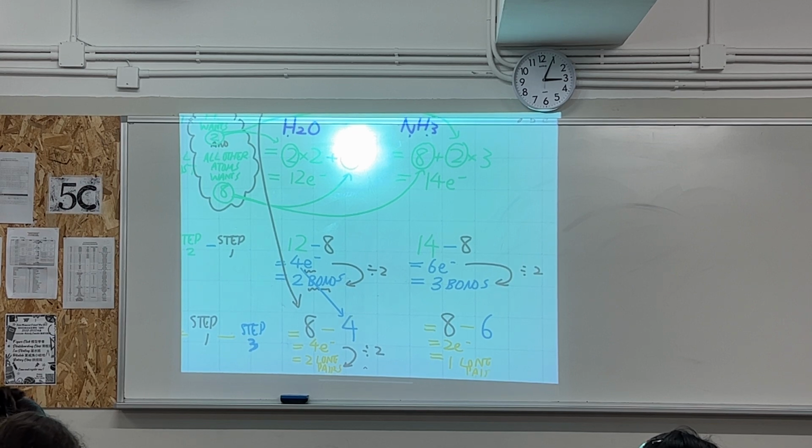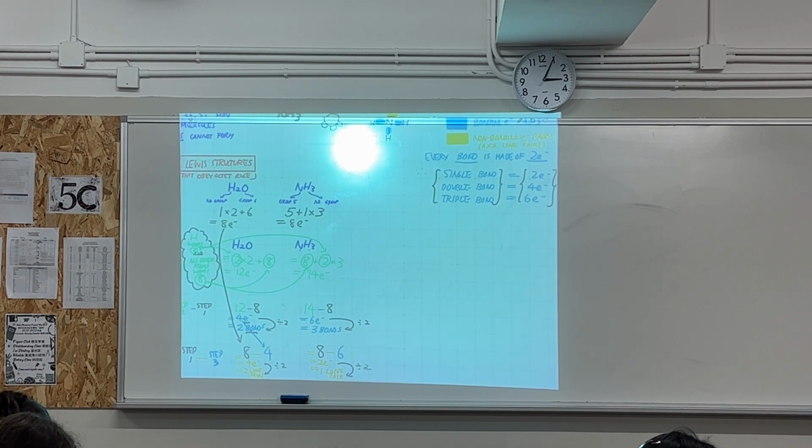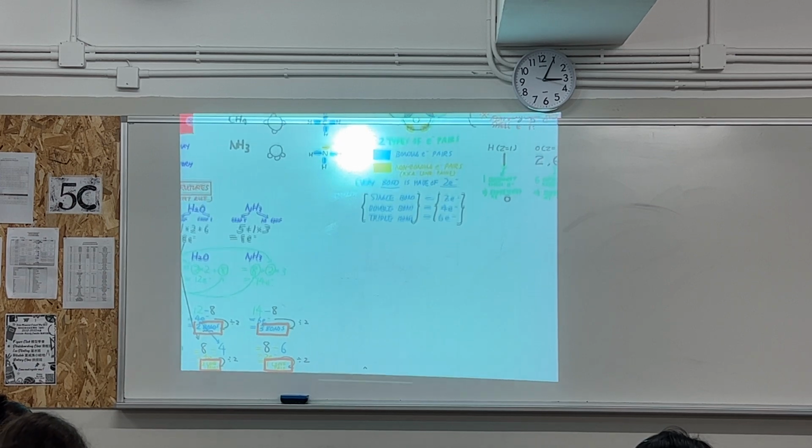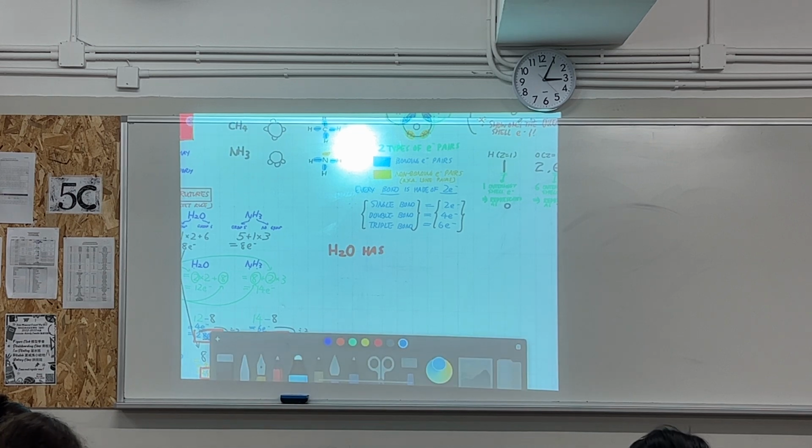Now, how does this help with the drawing of Lewis structure? Well, we will see. You only need the answer from the last 2 steps to draw the Lewis structure. Can you see we found that there are 2 bonds and 2 lone pairs, right? And we found that there are 3 bonds and 1 lone pair for ammonia. So let me put this down. H2O has 2 bonds and 2 lone pairs. So you will learn to appreciate this method more than this one.